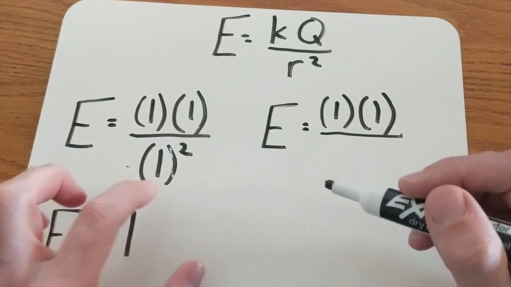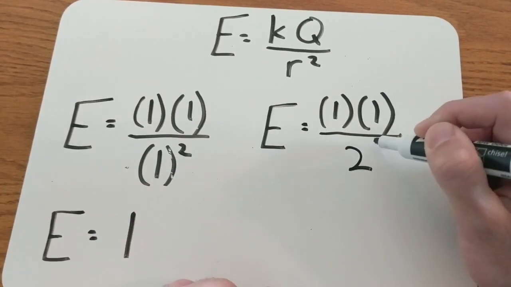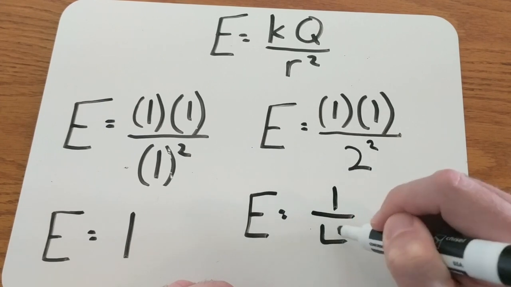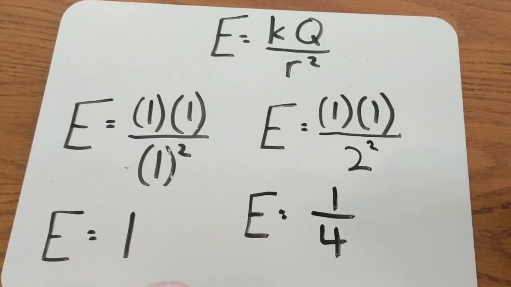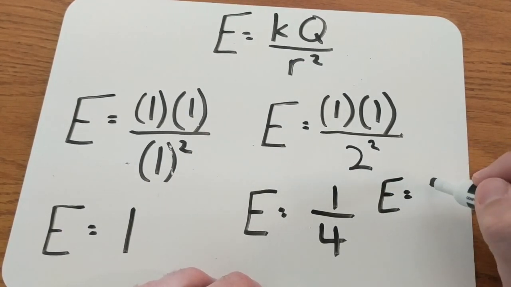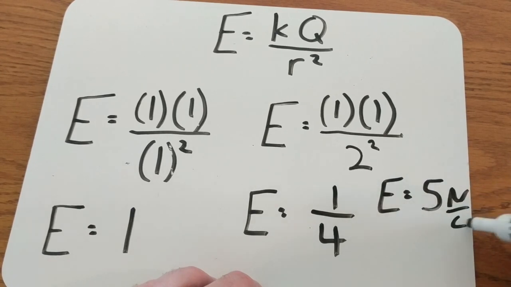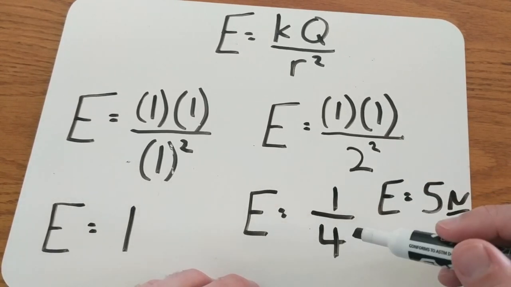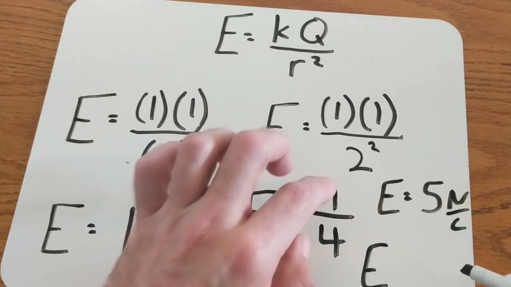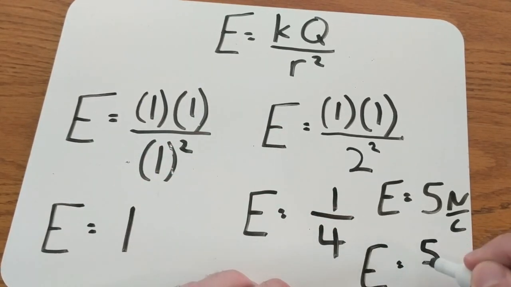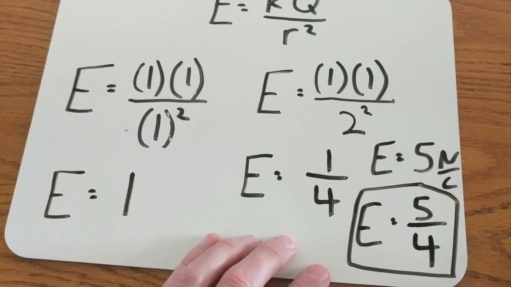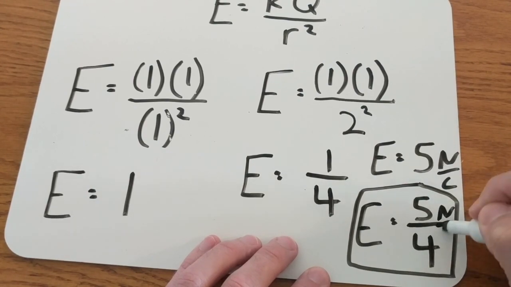So 2 is twice as much as 1, so we put that in here, 2 squared, and we see the electric field now is 1/4 of what it originally was. Now in this problem, one thing that's different is our original electric field is 5 newtons per coulomb, which is the SI unit for electric field. So if we go two times further away, then our new electric field is going to be 1/4 that, so it's 5 divided by 4, and that is our answer. 5/4 newton per coulomb.